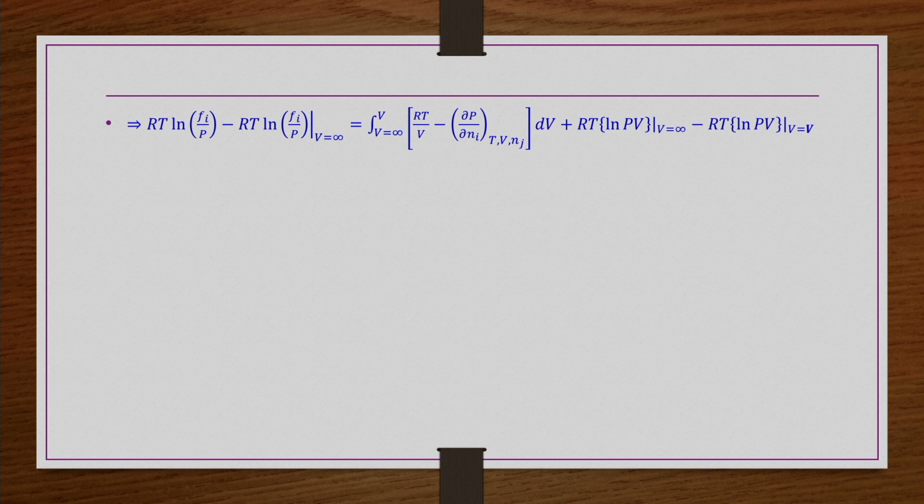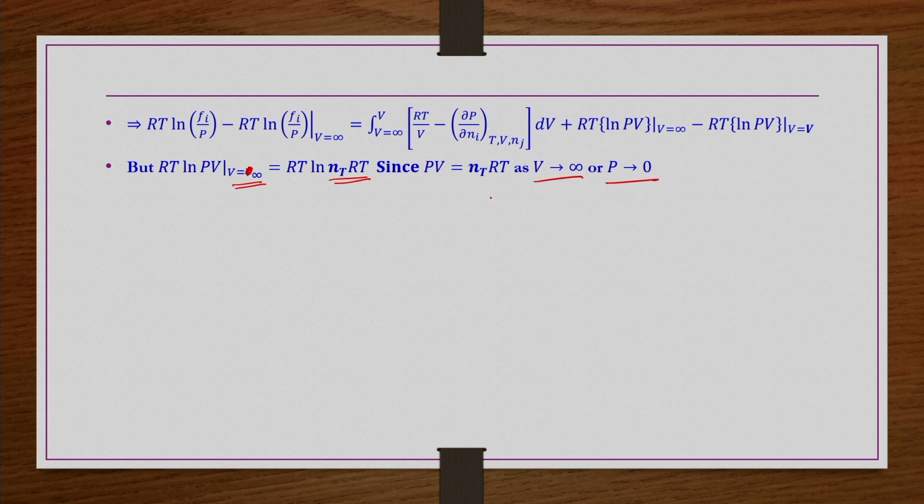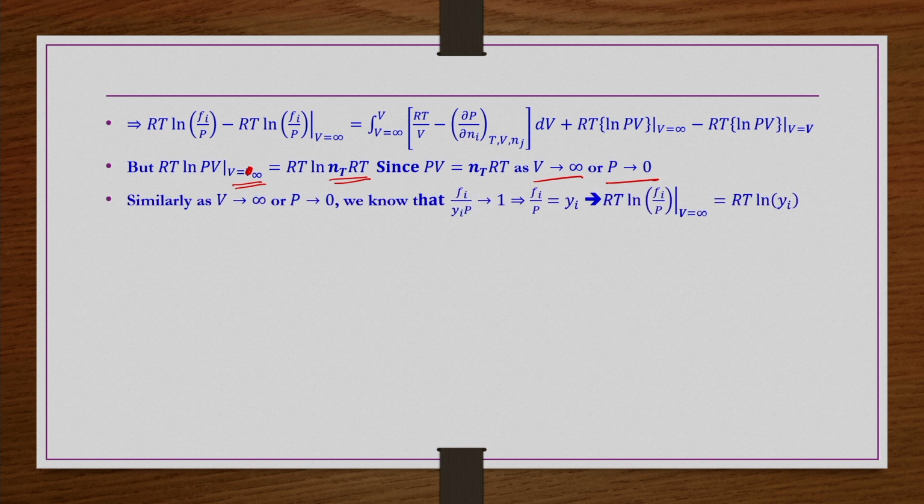So, the same equation I have written here once again. Now, RT ln PV at V equal to infinity, at V equal to infinity means what? It is ideal gas behavior. For the ideal gases, P capital V is nothing but nRT. So, I can write RT ln n_T RT, because as V tends to infinity, P capital V is nothing but n_T RT, that is what an ideal gas obeys. One thing is clear.